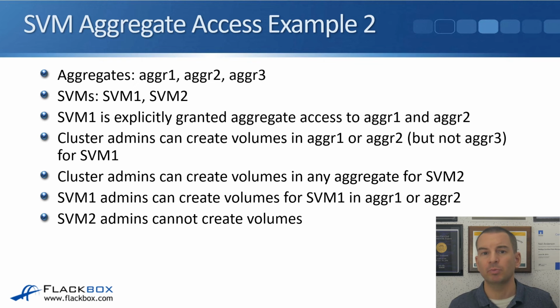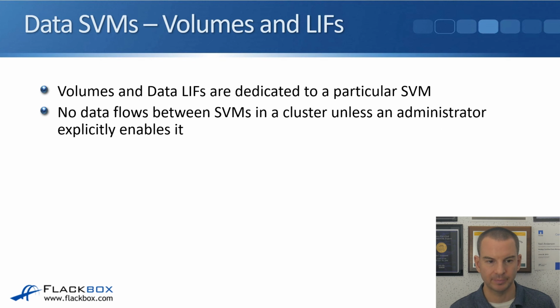At this point, we haven't explicitly configured anything for SVM2, so cluster admins can create volumes in any aggregate for SVM2. That's unchanged. Our SVM1 admins can create volumes for SVM1 in aggregate 1 or aggregate 2. Before we explicitly allowed access, SVM1 admins could not create volumes anywhere. We had to explicitly allow that. Because we explicitly allowed for aggregate 1 and aggregate 2, they can create volumes there, but they can't in aggregate 3. And SVM2 admins cannot create volumes because we have not specifically allowed for SVM2. Okay, so that is how our aggregate access works.